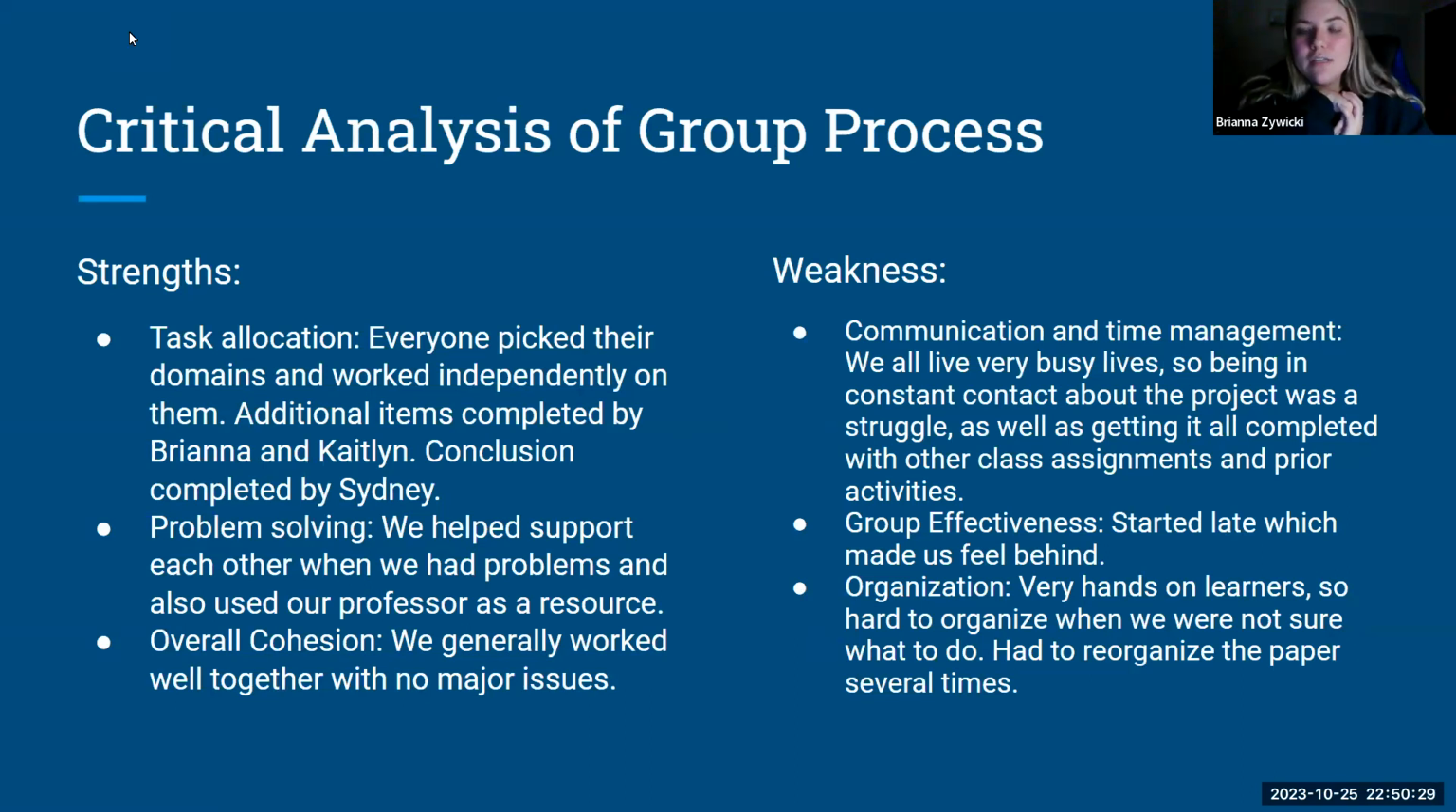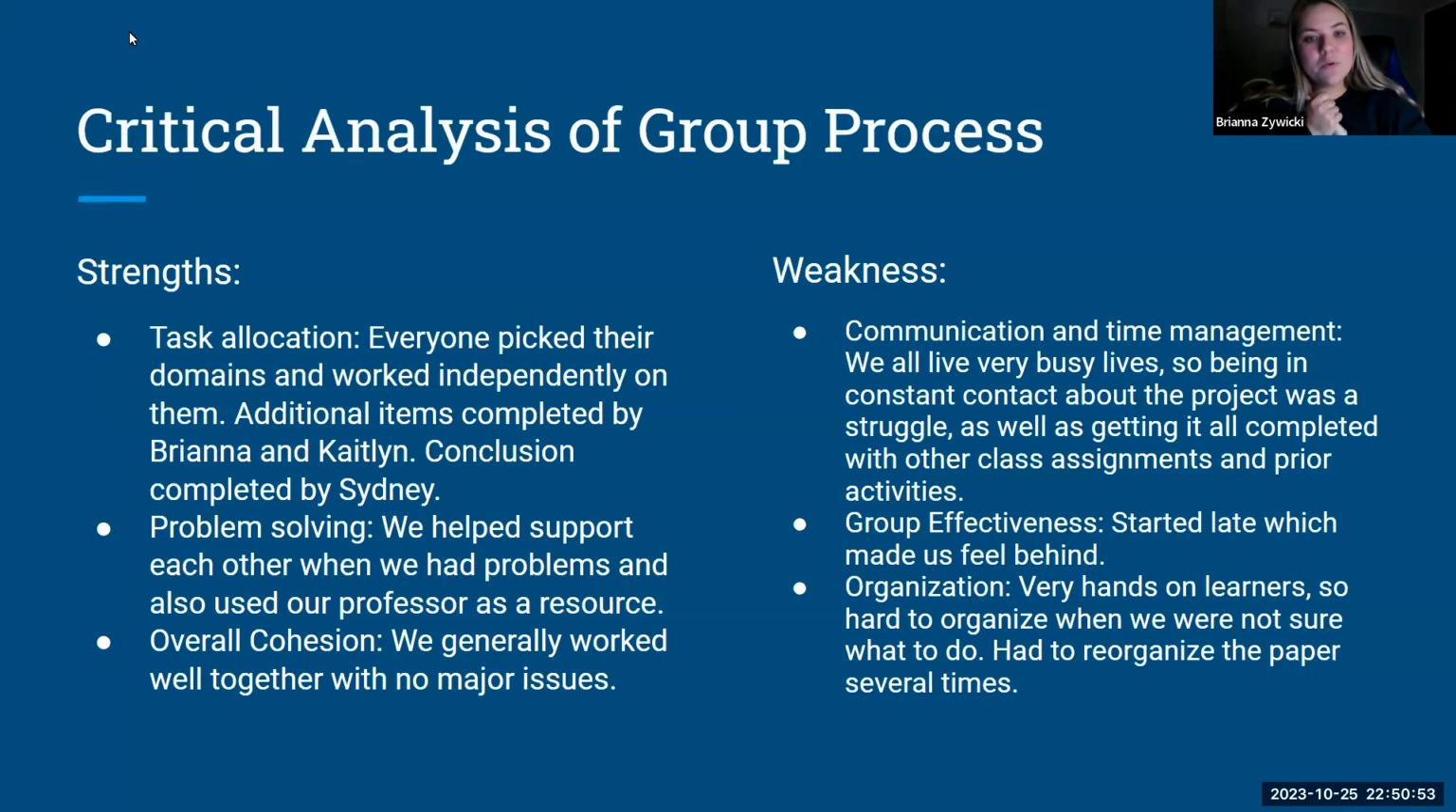And then the critical analysis of our group process. I split them up into strengths and weaknesses. Overall, our strengths were task allocation. I feel like the way that we divided the tasks was pretty easy, pretty simple, and I think that was our strength. Everybody picked their own domain and we all worked independently. And then anything additional, we just picked up as we needed to.